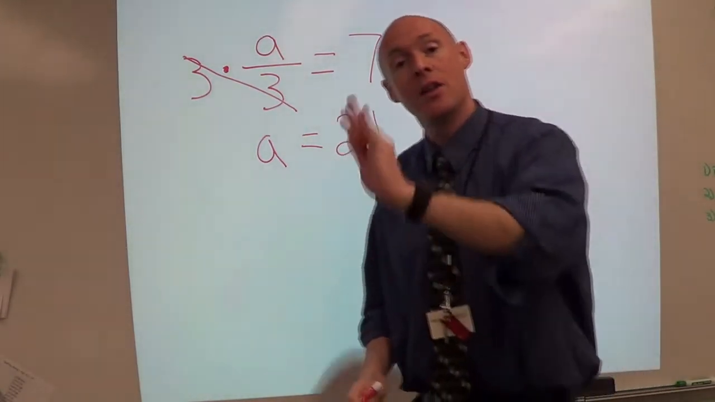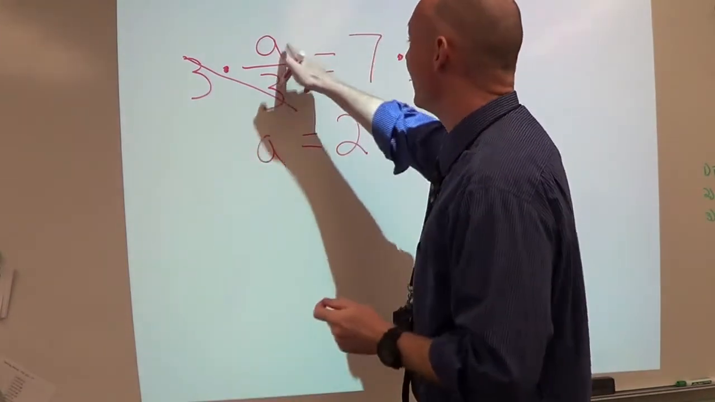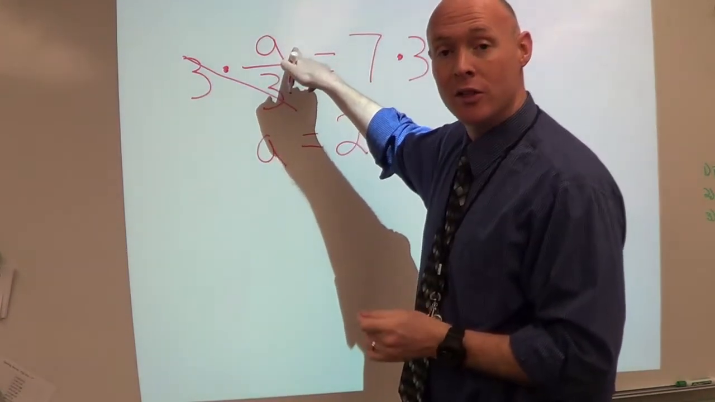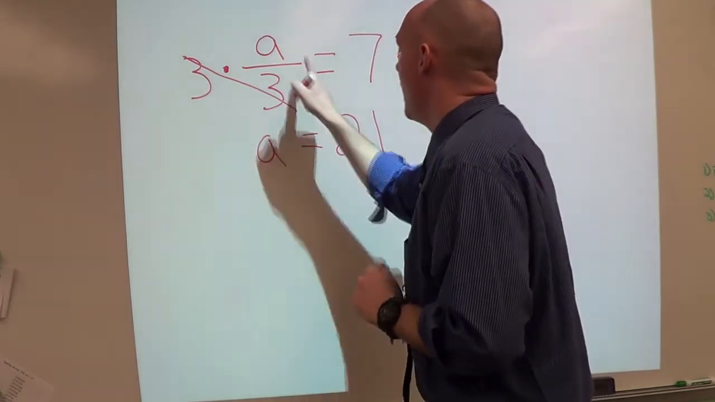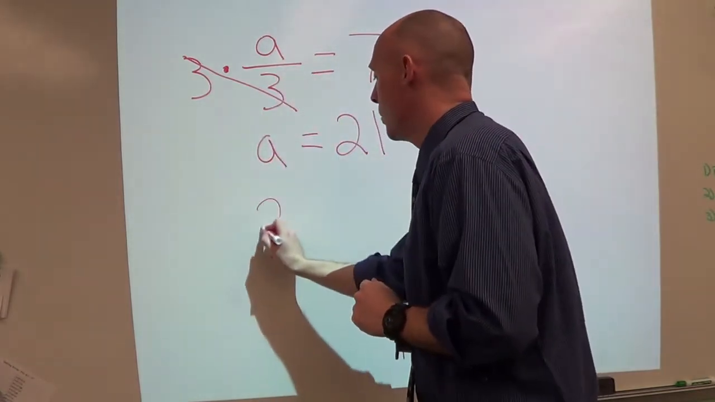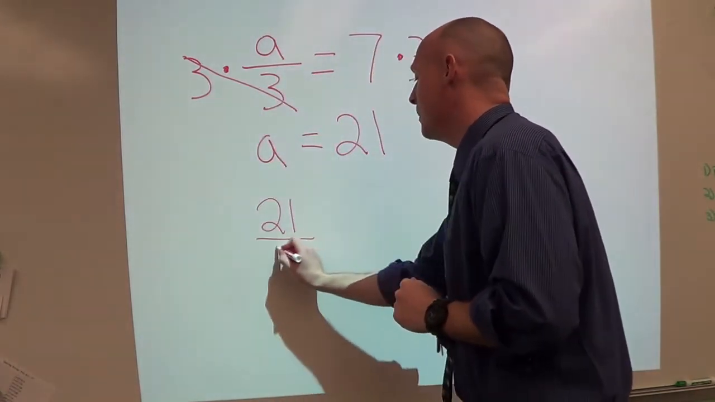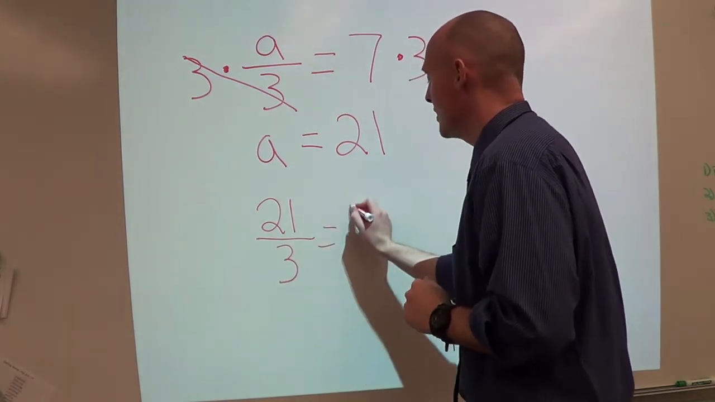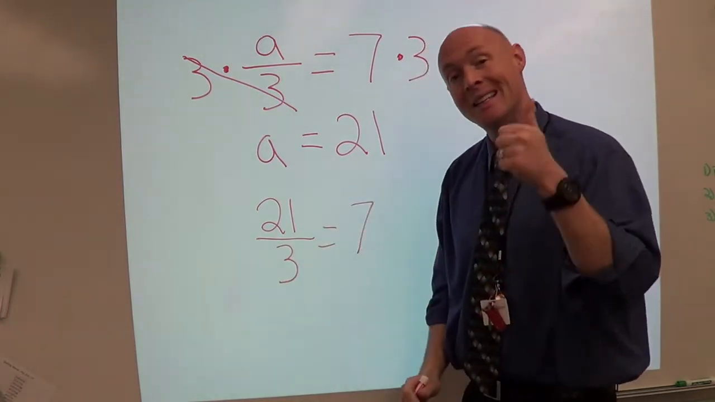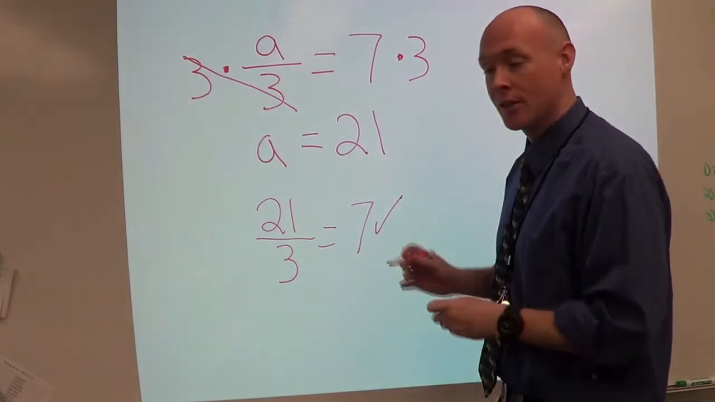I think that's right. The only way to be sure is to plug it back into our original equation to see if it works. A equals 21, so I'm going to say 21 divided by 3 equals 7. Is that true? Yes, it is. We know we have the correct answer.